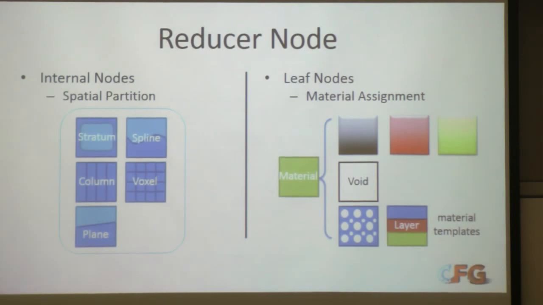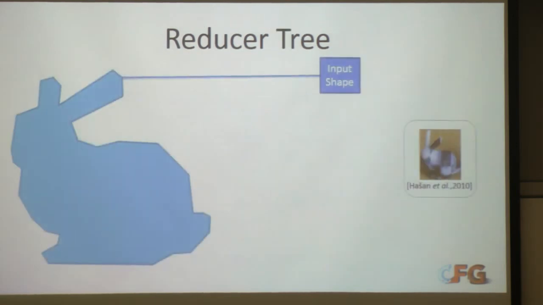The leaf nodes can provide material assignments. These are different materials that your printer can print. One of these materials can also be void. We can also have parameterized material structures. For example, we could have foam-like structures with a low number of parameters, and in this case the parameter is just the radii of the foam bubbles inside of the material. Or in the case of a layered material, I would have just the number of layers and the materials assigned to these layers. So how does this work?